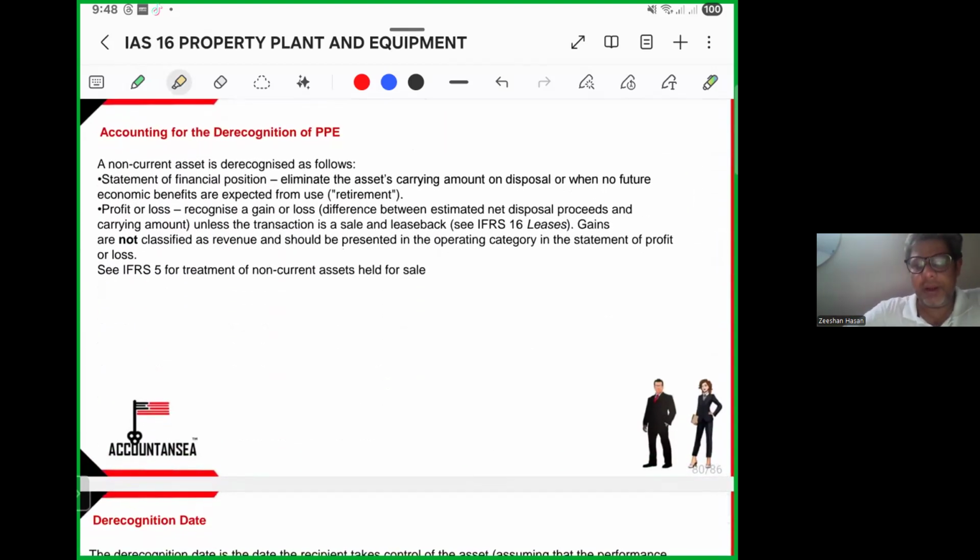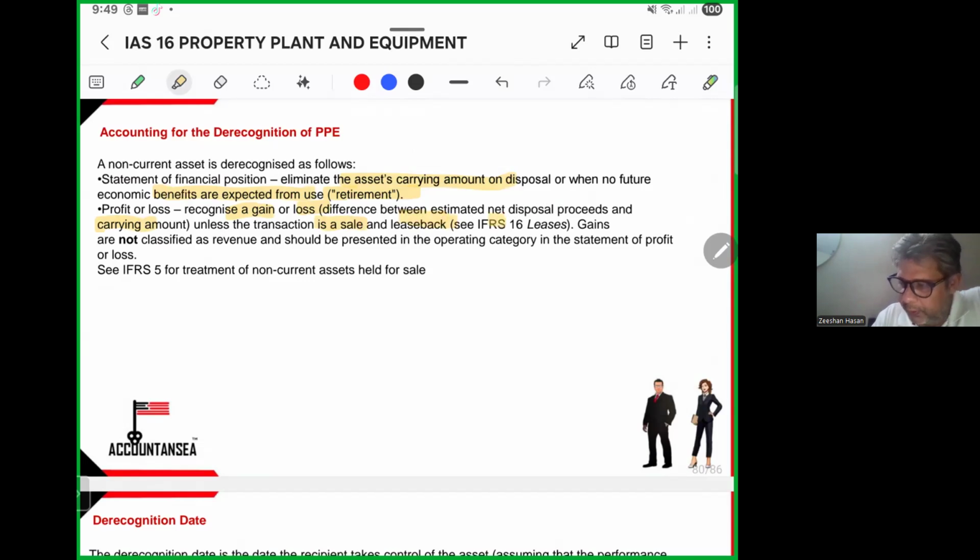So, as far as the accounting for derecognition of property, plant, and equipment is concerned, a non-current asset is derecognized as follows. In the statement of financial position, eliminate the asset's carrying amount on disposal or when no future economic benefits are expected from use, that is, the retirement. In the statement of profit or loss, recognize a gain or loss, the difference between estimated net disposal proceeds and carrying amount, unless the transaction is a sale and leaseback.